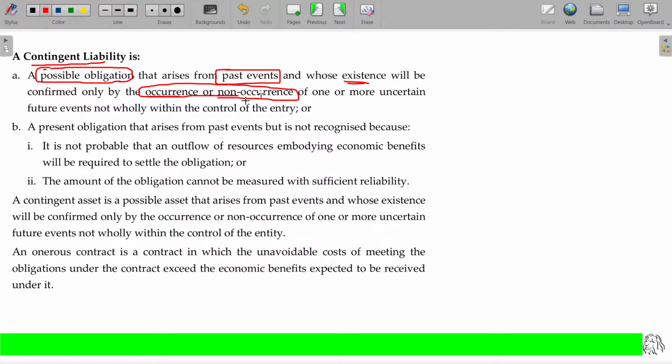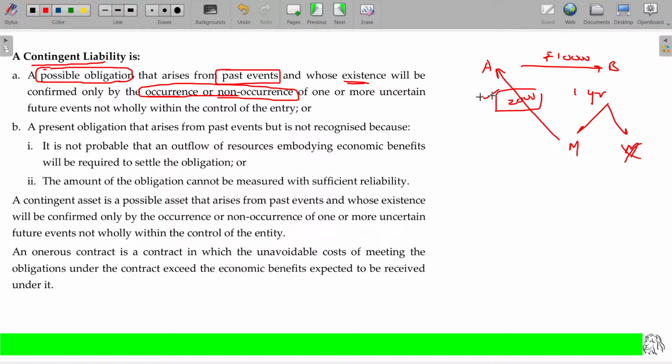If I sell the goods to you, so A sells the goods to B, worth rupees 10,000. What happens in 1 year's time? This will either perform well or it will malfunction. If it malfunctions, this fellow comes to you and it's your duty to replace. By the time of replacing or repairing, it amounts to rupees 2,000 loss. So this 2,000 will be considered as contingent liability.